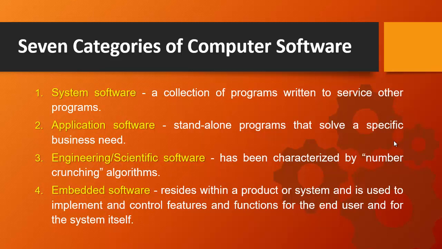Fourth is the embedded software. The embedded software resides within a product or system and is used to implement and control features and functions for the end user and for the system itself. Examples of these are software used for fuel control, dashboard displays, and braking systems.